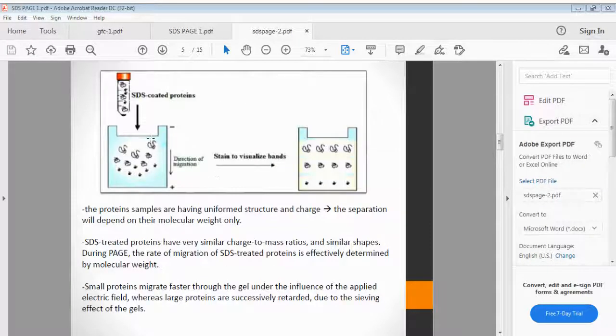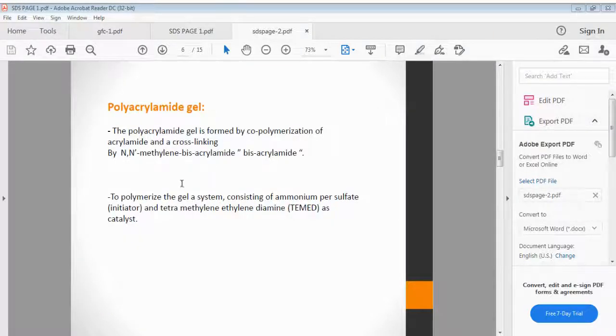So how is the gel prepared, and how are the samples loaded? That is what is shown in this picture. What is a polyacrylamide gel? As I told you, polyacrylamide gel is formed by the co-polymerization of acrylamide and bisacrylamide. What is cross-linking? One polymer will be in the horizontal direction, the other polymer in the vertical direction, just like the weaving of a cloth. The acrylamide forms the horizontal polymer, and bisacrylamide forms the vertical polymer.